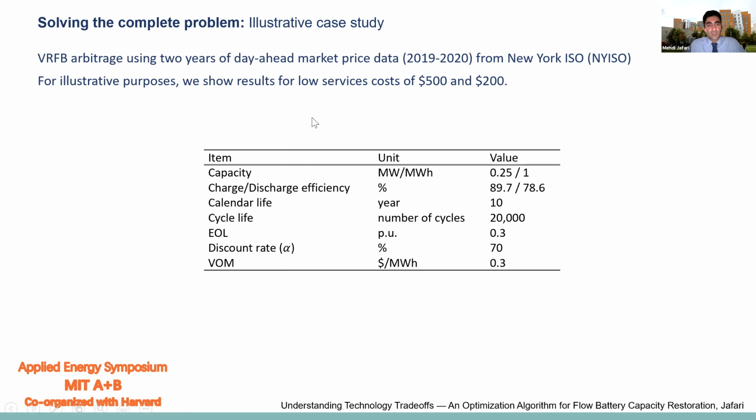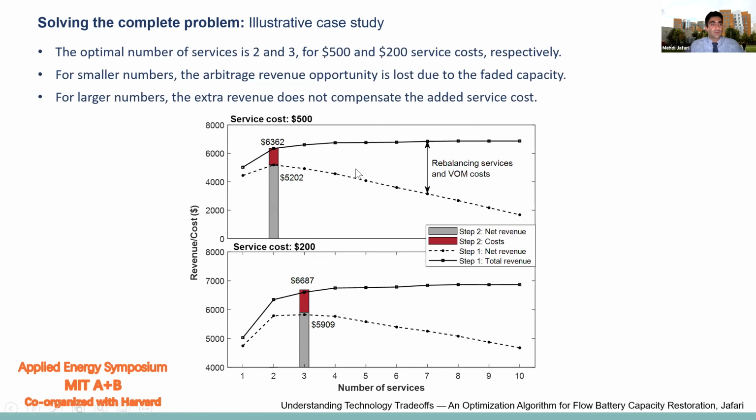We also have some assumptions for the capacity. It's a 0.25 megawatt, 1 megawatt hour battery. Charge and discharge efficiencies are from experimental data. We assume a calendar life of 10 years and cycle life of 20,000 years. End of life criteria is 30%. And the annual discount rate is 70%, and variable O&M cost will be $0.3, or 30 cents, per megawatt hour. With these assumptions, we show some initial results.